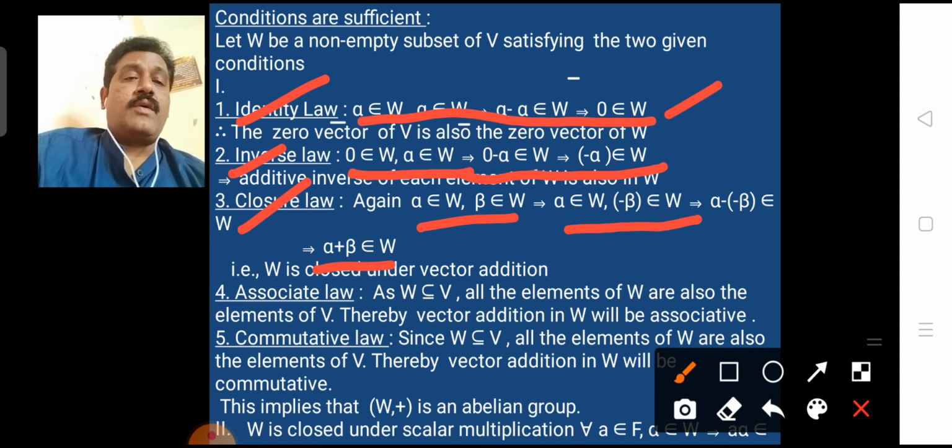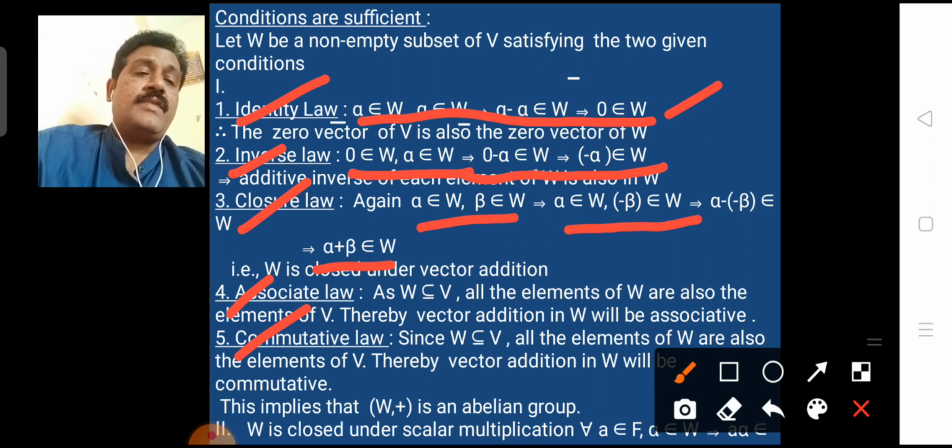Now, fourth law, associative law. Since all the elements of W belong to V, that is W is a subset of V, thereby vector addition in W will be associative. Next, fifth one, commutative law. Similarly, in the above, since W is a subset of V, all the elements of W are also elements of V, thereby vector addition in W will be commutative. From these five laws, we conclude that (W, +) is an abelian group.